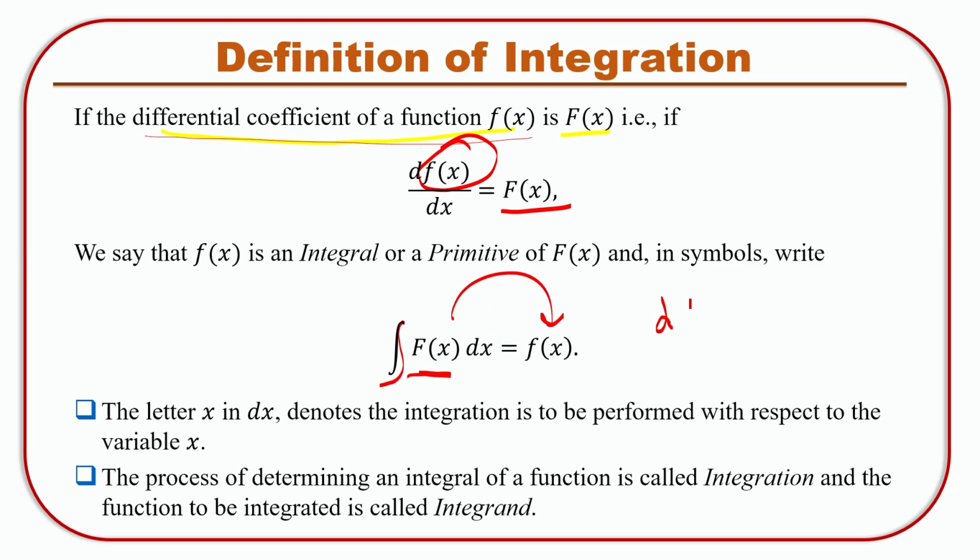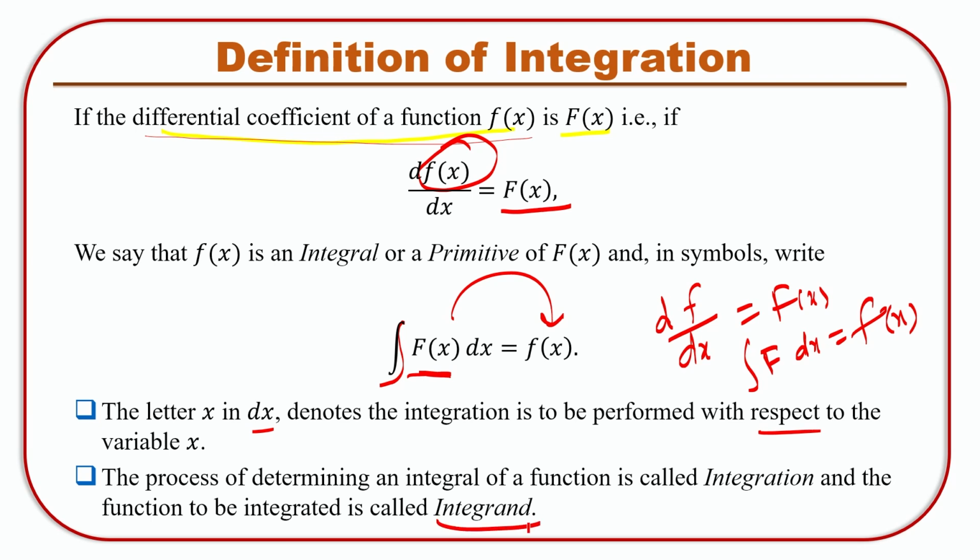And what was capital F(x)? It was df/dx. And now, if you take the integration of capital F(x) dx, that will give you f(x). So, it looks like we have used them all the time as opposites of each other. So, sometimes we call the derivative of the function and the integration the antiderivative of that function. Here x in dx is the variable with respect to which we are going to perform our integration, and capital F(x) is called the integrand.